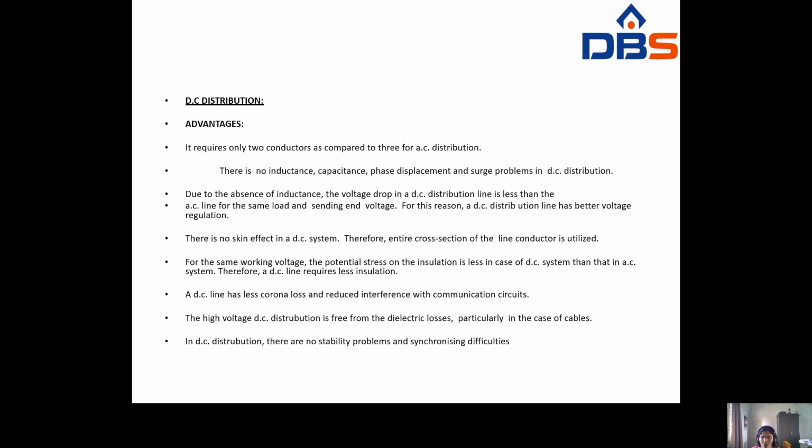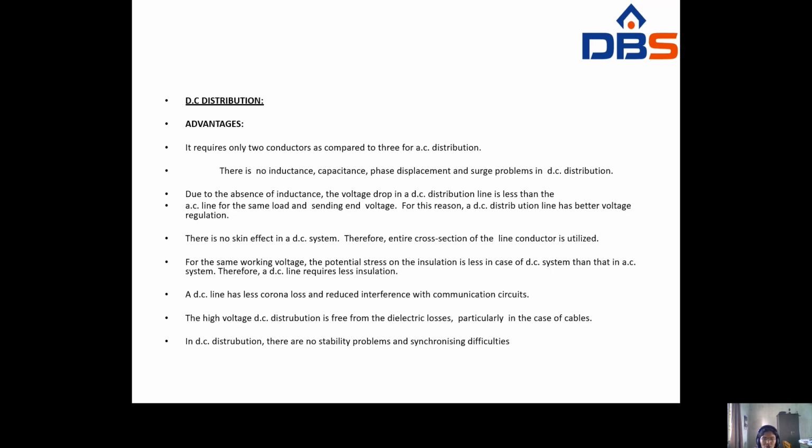First we will see the DC distribution advantages and disadvantages, and next the AC distribution system advantages and disadvantages. First, DC distribution advantages. The first advantage is that it requires only 2 conductors as compared to 3 for AC distribution. From the point of view of cost, having only 2 conductors means the cost decreases in DC distribution compared to the AC distribution system.